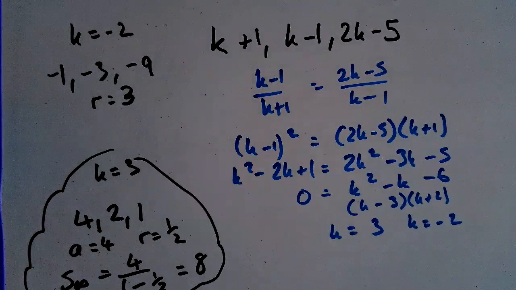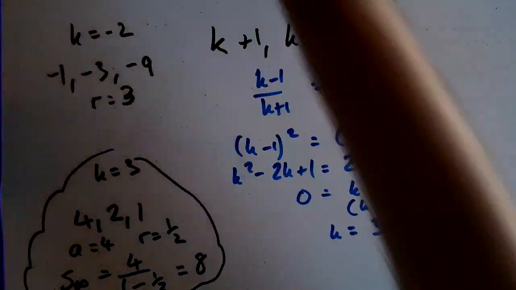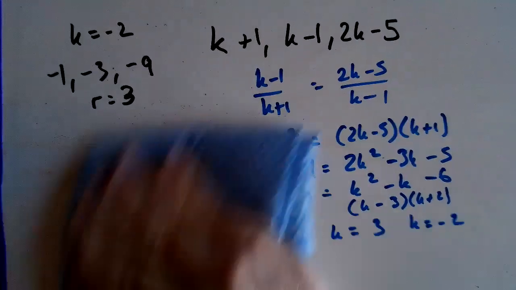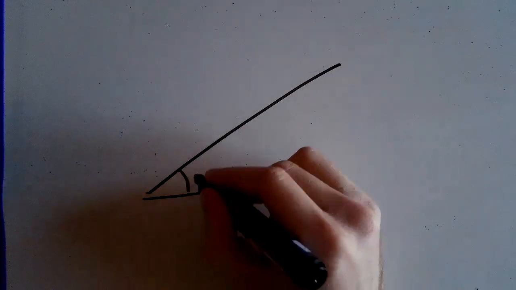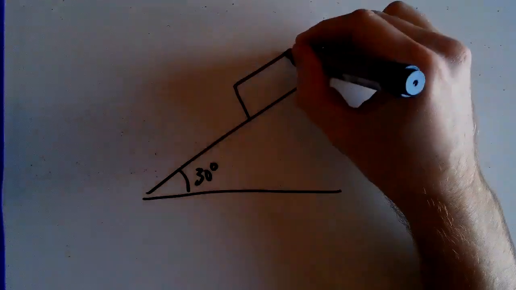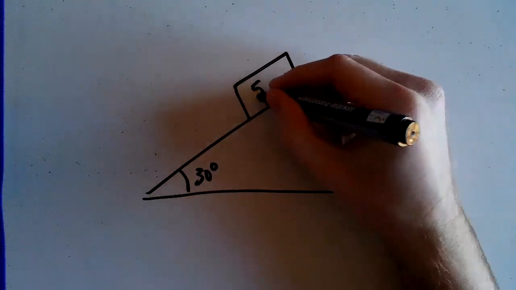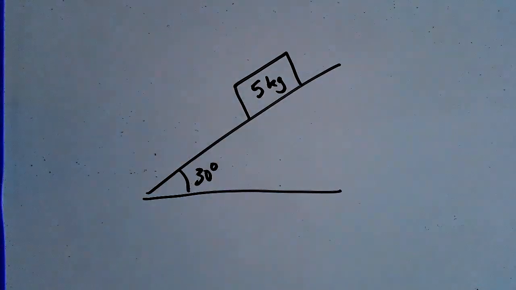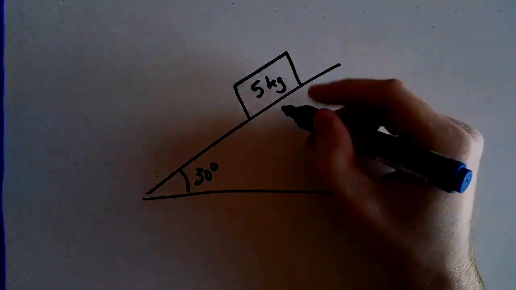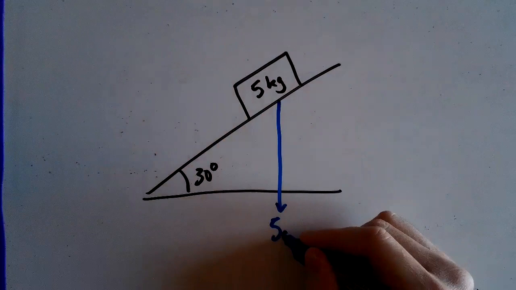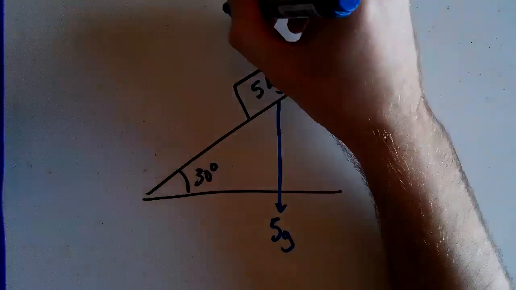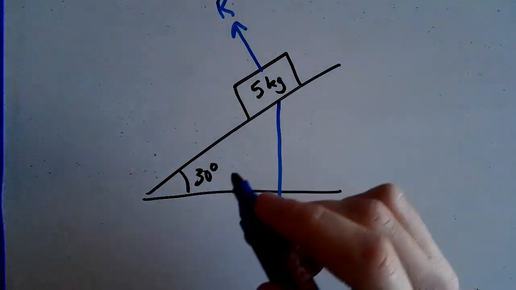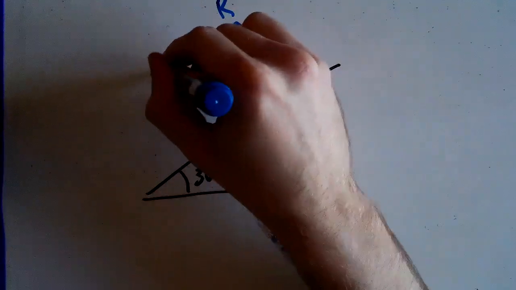And the last one, mechanics one. So we have a particle of mass 5 kilograms is placed on a smooth slope. So there's that slope. Angle is 30 degrees to the horizontal, and our particle is mass 5 kilograms. Smooth, so I don't have to worry about friction. So the forces are straight away: I need the weight going down, so 5g going down, and normal going perpendicular. Now it's going to go down the slope, so acceleration is going to go that way.